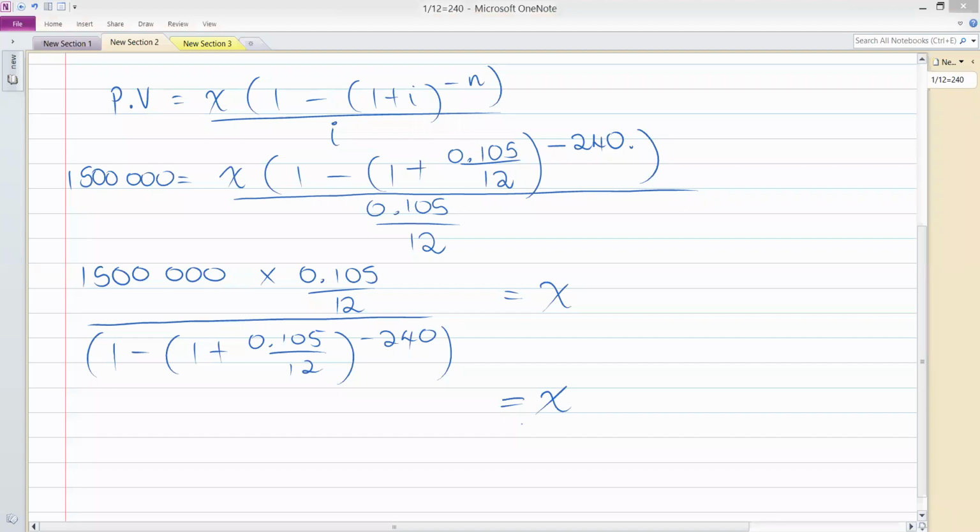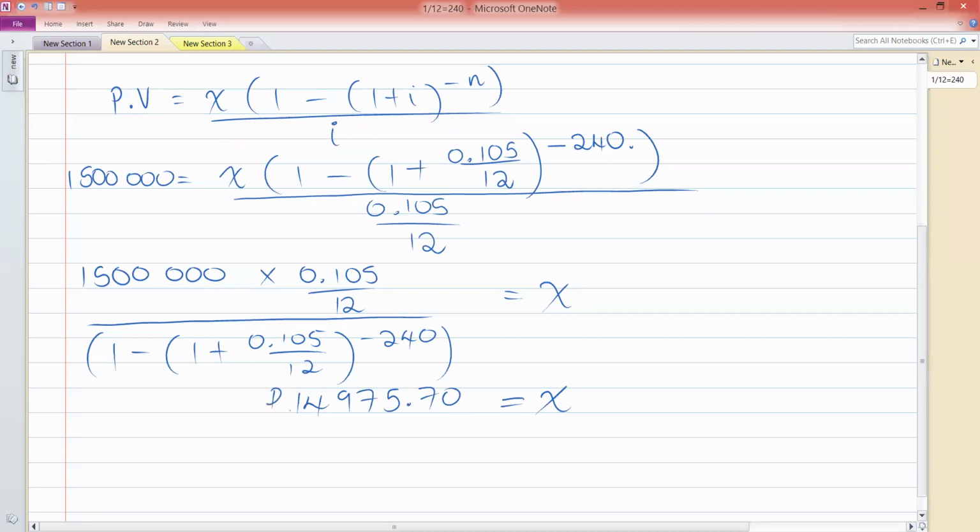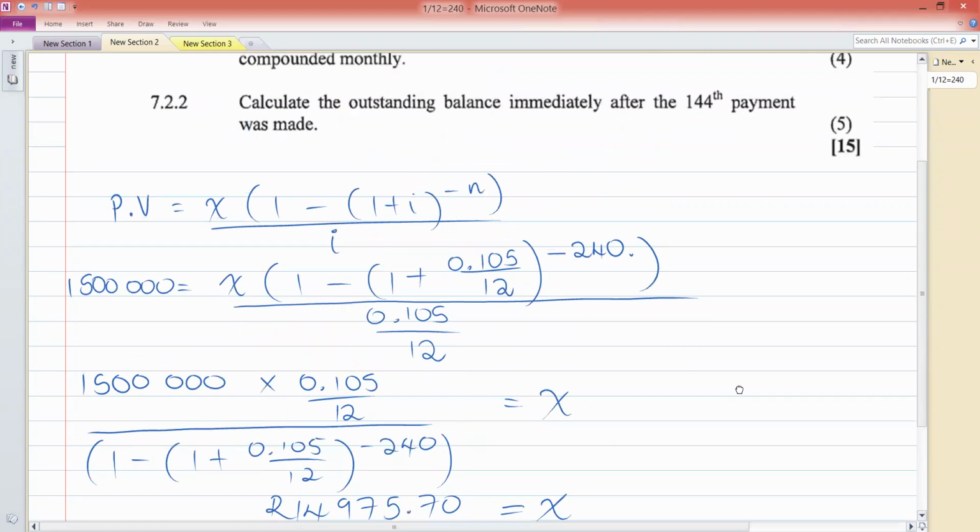Any volunteers? What's your answer? I get 14,975,7. Perfect. There we go. All done. So that's the monthly repayment. Okay. We're going to use this to answer 7.2.